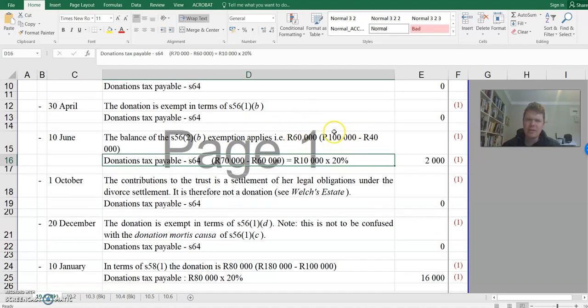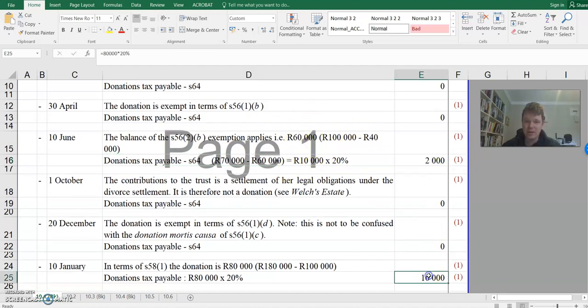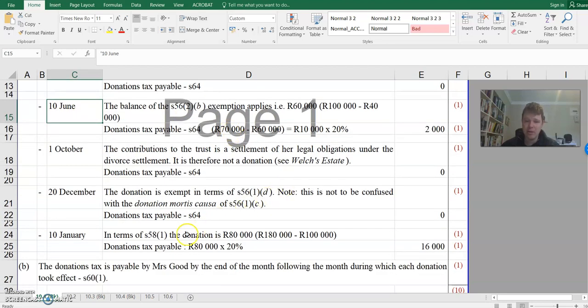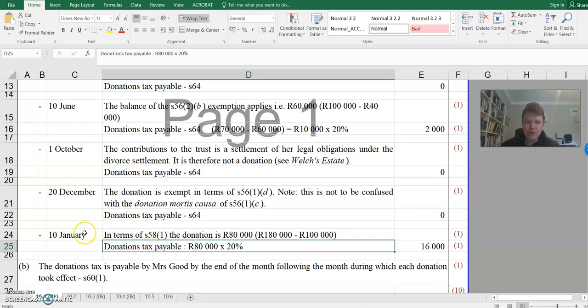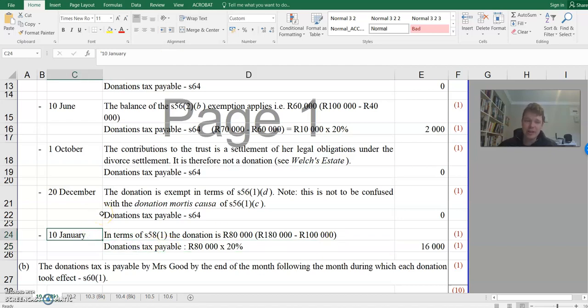So the only two that have donations tax is this one and this one. So if this donation was made on the 10th of June, when is that donations tax payable? Well, it's going to be the end of the month following June. So that 2,000 Rand has to be paid to SARS by the end of July. All right. Doesn't make a difference when in June it was. It's the end of the following month. Same for this one. Because it was made 10 January, that donations tax is going to be due at the end of February. So be specific and say when it's actually going to be due.